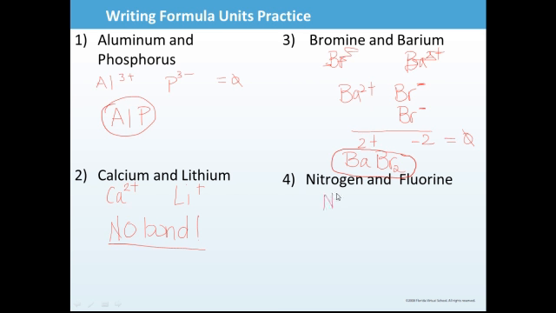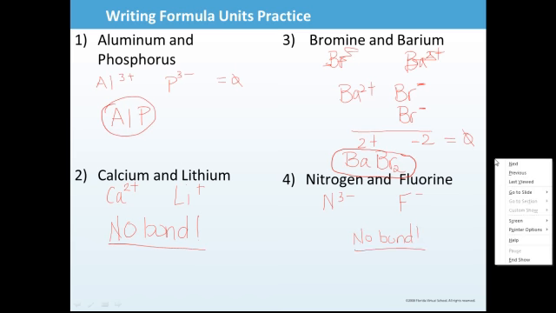Number 4, nitrogen and fluorine. We look up on the periodic table, we see that nitrogen has a -3 charge, fluorine has a -1 charge. Uh-oh, did it again. If nitrogen is gaining 3 electrons and fluorine is gaining an electron, where are the electrons coming from? Therefore, they're not going to form a bond. So if you got those correct, give yourself a big pat on the back.